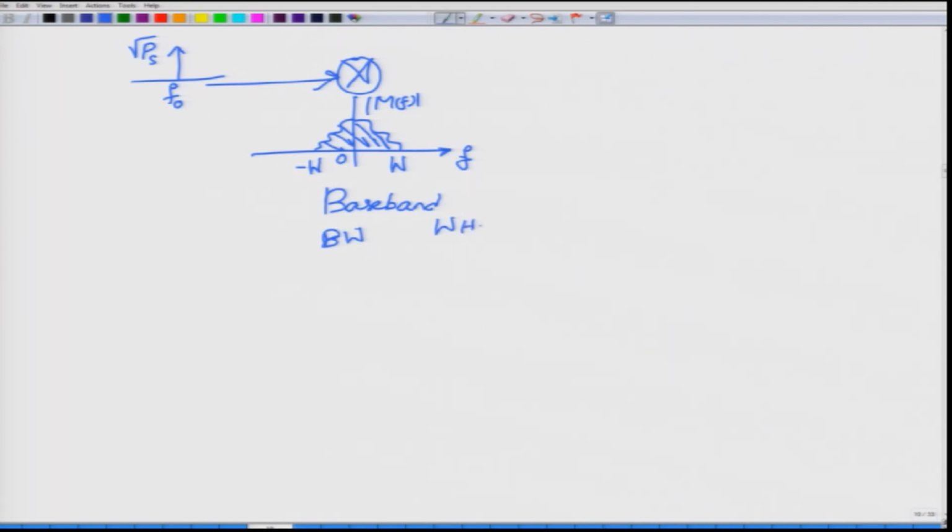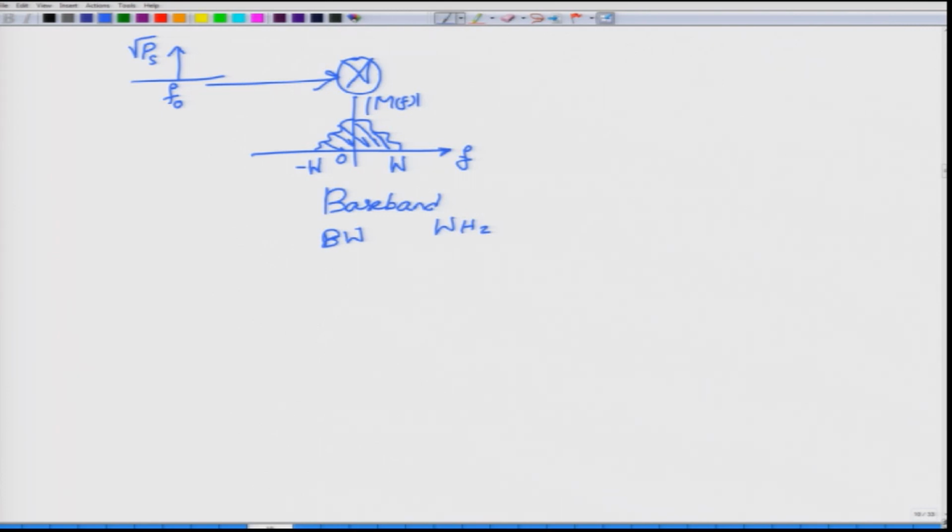Okay. So, it has a bandwidth of W hertz, and why did I write W and not the total width 2 W? Because in baseband signals the bandwidth is counted only from the positive frequency part. Okay. So, it will be 0 to W. So, this is a bandwidth of W hertz.